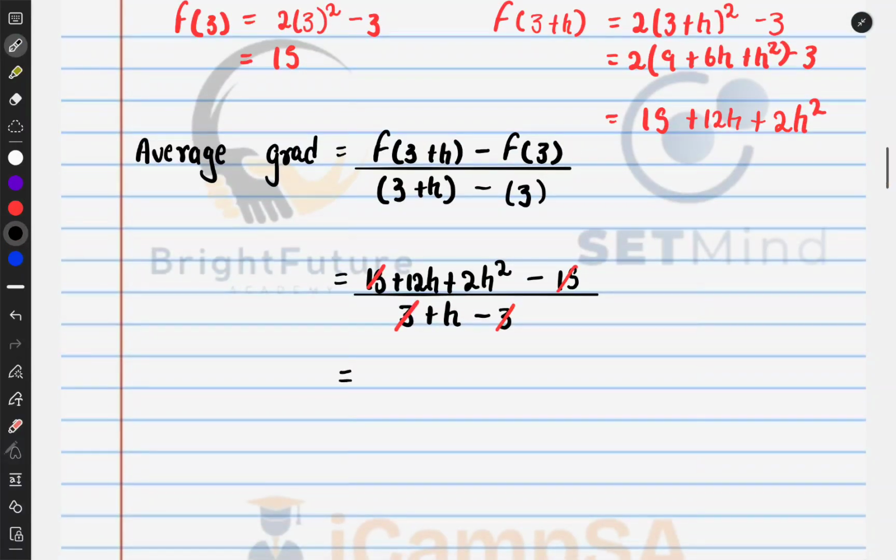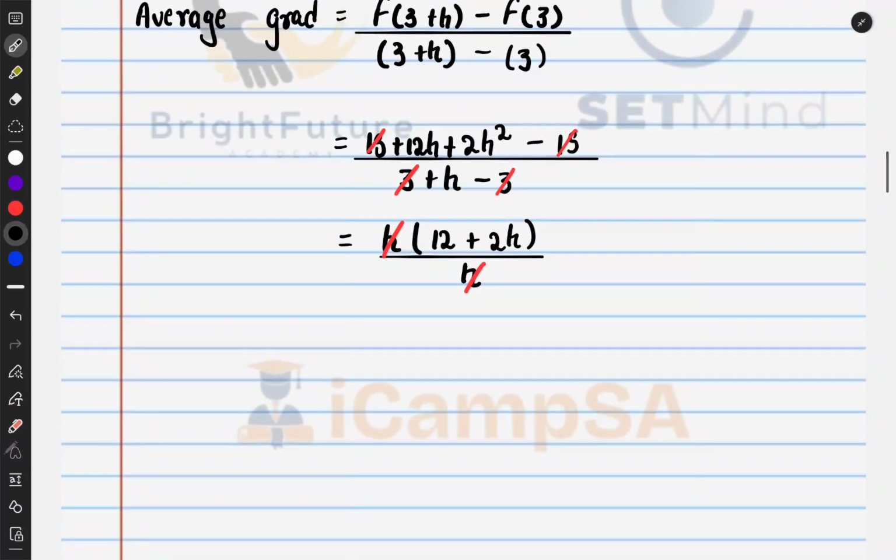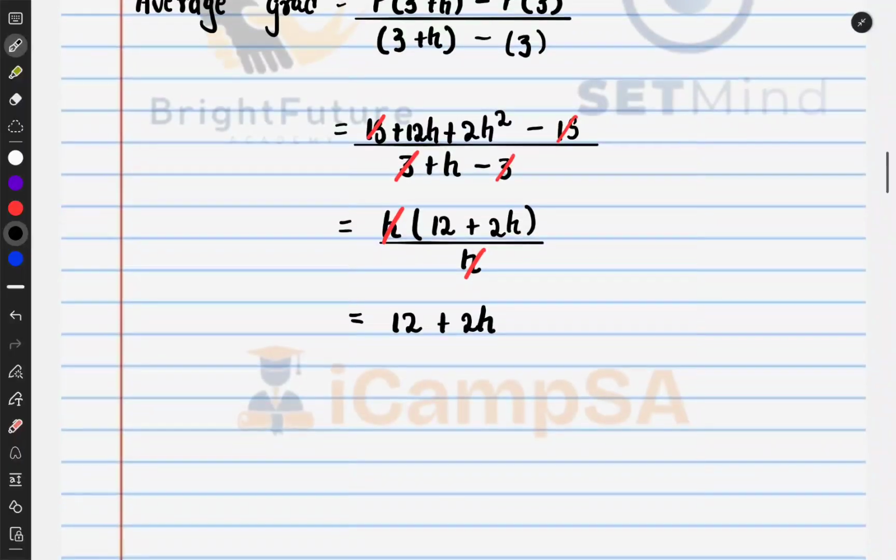We're going to have 12h plus 2h squared. Let's take out the common factor of h. We'll be left with (12 plus 2h) over h, and then the h in the denominator will cancel the h in the numerator, so we'll be left with 12 plus 2h. This is the average gradient between these 2 points on the curve.